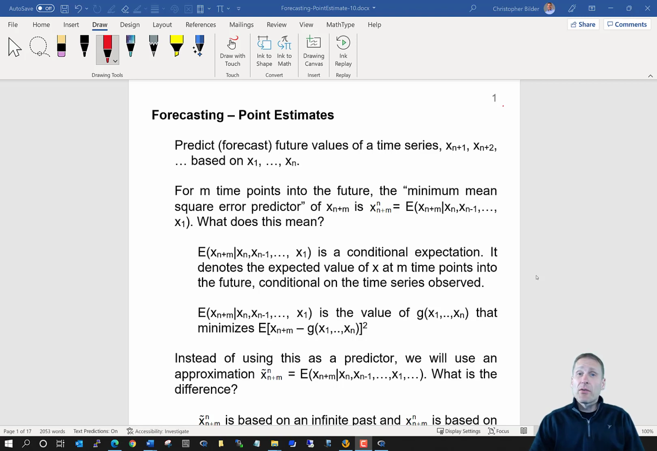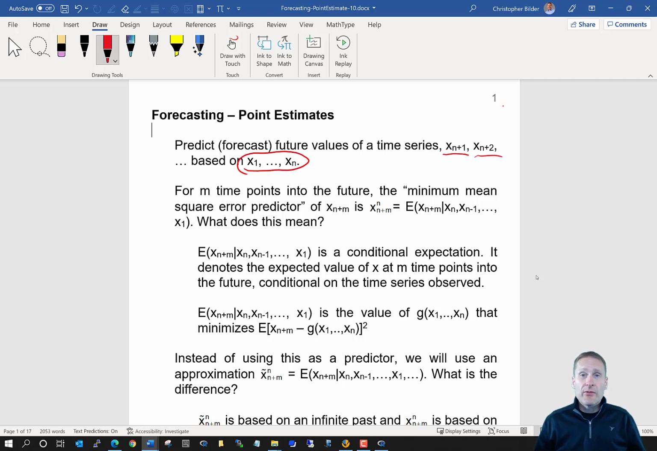The next topic is forecasting. What we're going to try to do essentially is to forecast the future. And what we're going to do is simply use our past observations, x1 through xn, and our corresponding model for them, to forecast, to predict what the next value in the time series would be, x of n plus 1. The one after that, x of n plus 2, and so on.